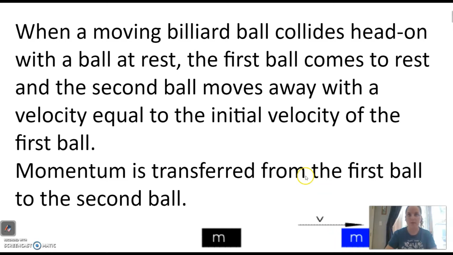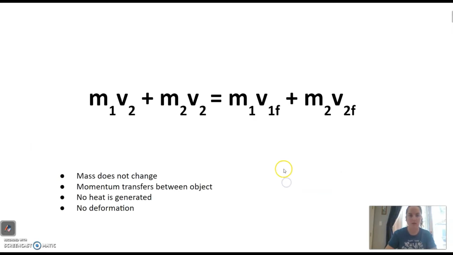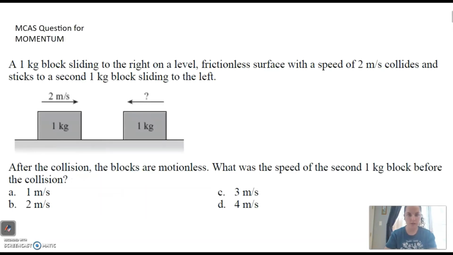Now remember, the mass doesn't change, but the velocity does. So what we can do is define the momentum of your first object plus the momentum of your second object is equal to the momentum of your first object final plus the momentum of your second object final. Again, this is your elastic collision, so the mass does not change, but your velocity does. There's a transfer of momentum, no heat is generated, and things do not get deformed.